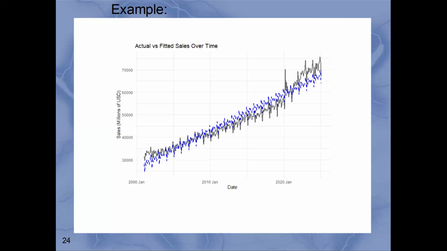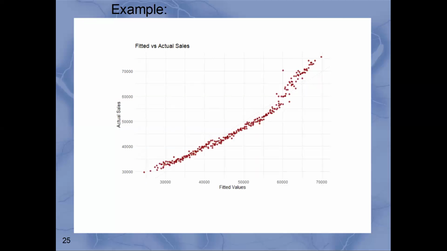So here shows our actual versus our fitted sales over this time frame. And if we plot the actual sales versus the fitted sales, we can see that it does a pretty good job at predicting this. It's hard to tell, but there's a solid and a dotted line here. What you may notice is that it's a little bit above at this point, and a little bit below at this point, and a little bit above. So it's not the best prediction that we could ever make, but it's not horrible.